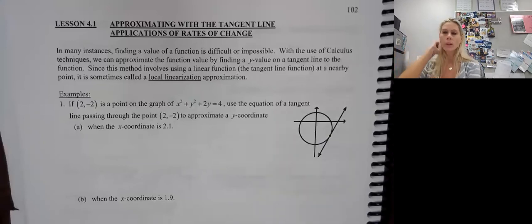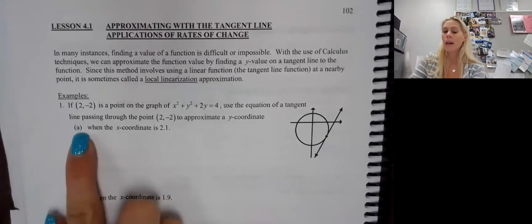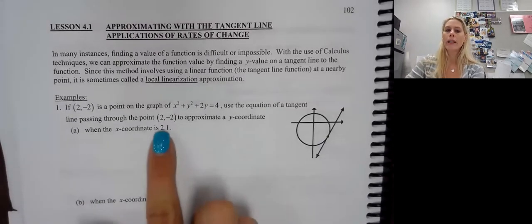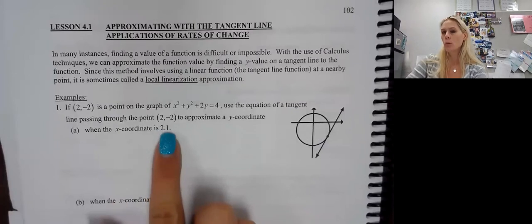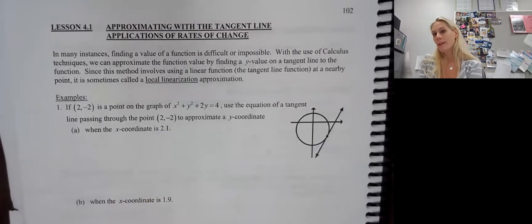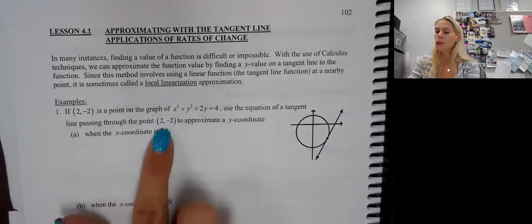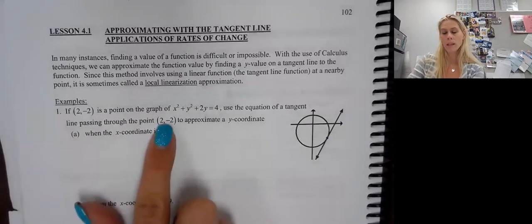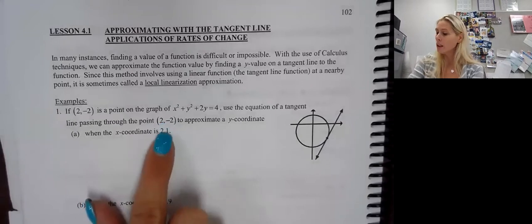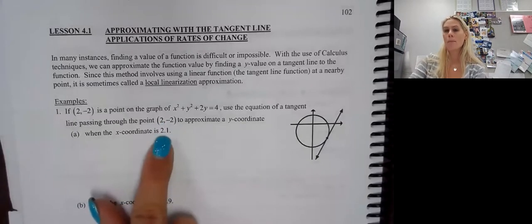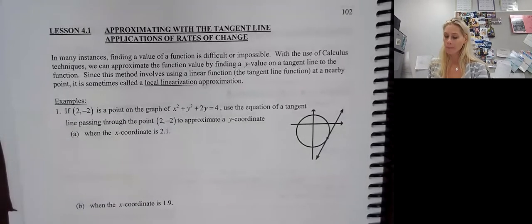Now, the truth is, we wouldn't actually need them to tell us (2, -2) because in part A, if we're looking at when x is 2.1 and we want to approximate, well, what's a number that's the closest to 2.1? Well, x is 2. And then when you're plugging in x, you can find y. They just happen to give us the coordinate in this example, but you don't need it. You could have said, the best number to use that's close to this is 2, and then we'll plug all that in, okay?